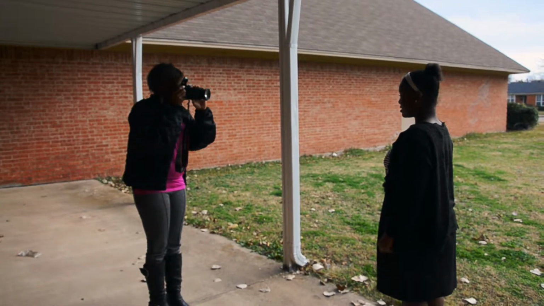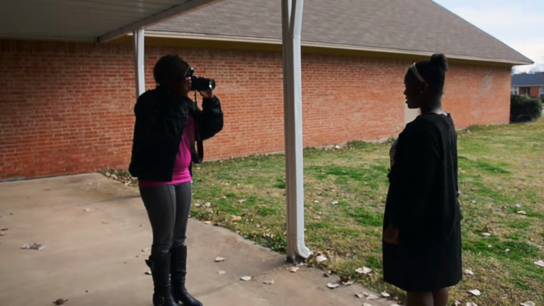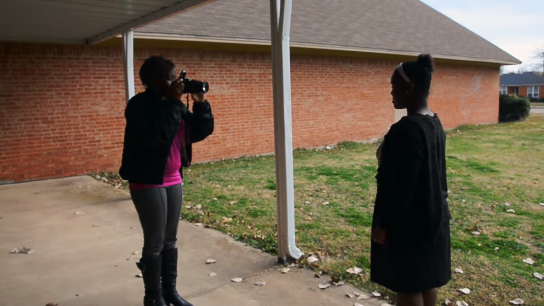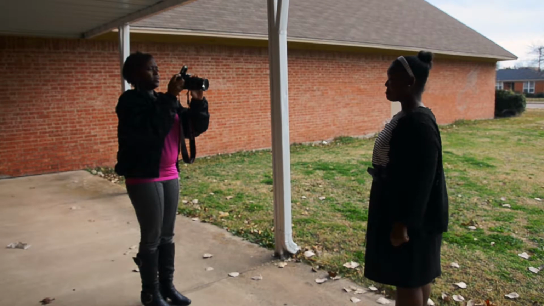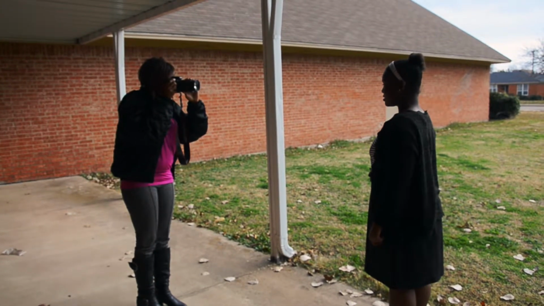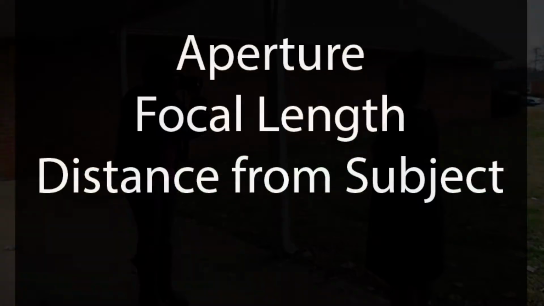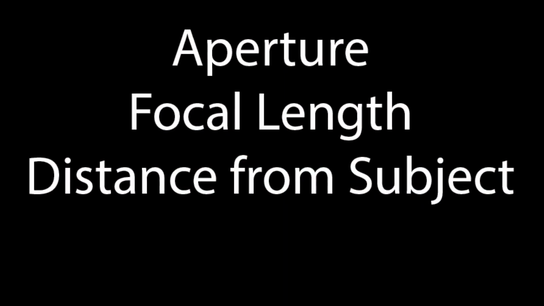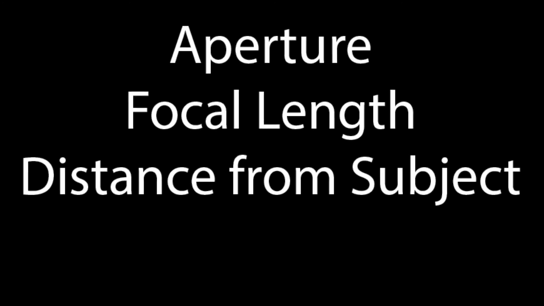I am going to take a photo of my student. When I focus in on her, I will determine how much of my subject is in focus. With the correct settings, I can make everything around her out of focus while keeping her in focus. There are three things that control depth of field: aperture, focal length, and distance from the subject.